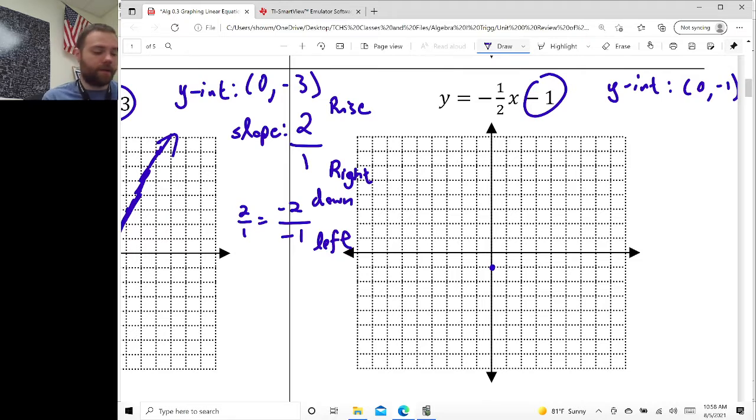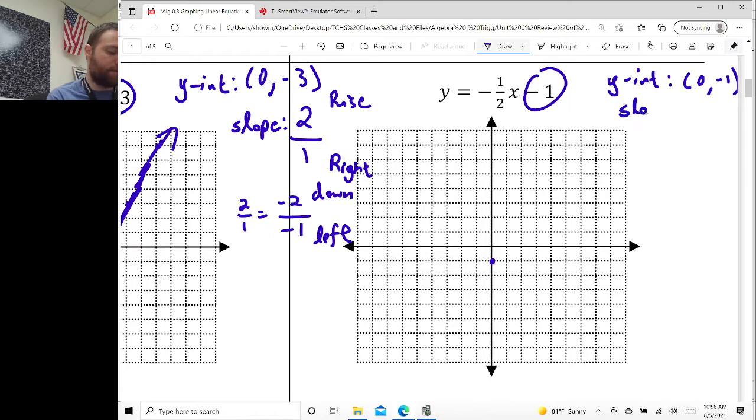So I put that point there, and then this time my slope is negative 1/2. Okay, so negative modifies the numerator or the denominator. So first we're going to modify the numerator. So I can write negative 1/2 like this. That means from that y-intercept, we're going to go down 1 and right 2. Down 1, right 2, down 1, right 2, and so on.